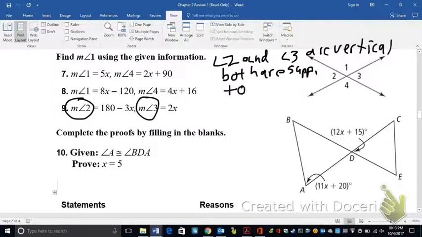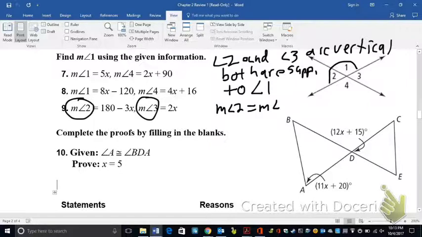And that also means they're both supplementary to angle 1. Remember, supplementary means their measures add up to 180. So we first need to figure out the values of angles 2 and 3, and then we can figure out the value of angle 1.